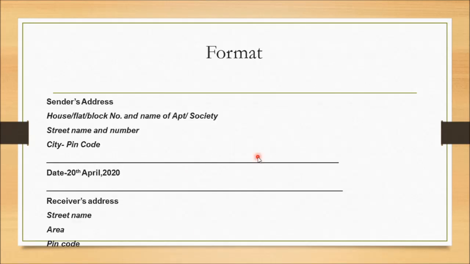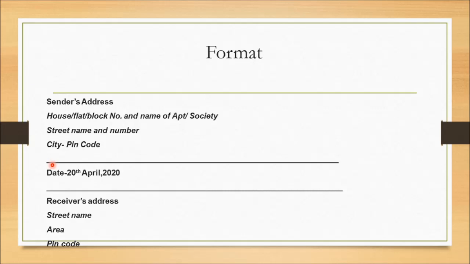So let us see the first and foremost thing, when you write a formal letter, what is the correct format. You can see that I have made it so clear for you all. First is the sender's address. In the sender's address, you have to write the house, block number, the name of the apartment, society, and then the city code. The sender's address should not be more than 3 lines.